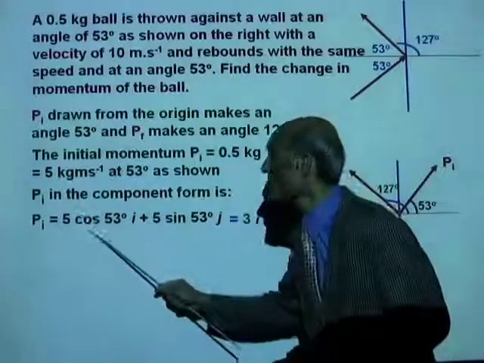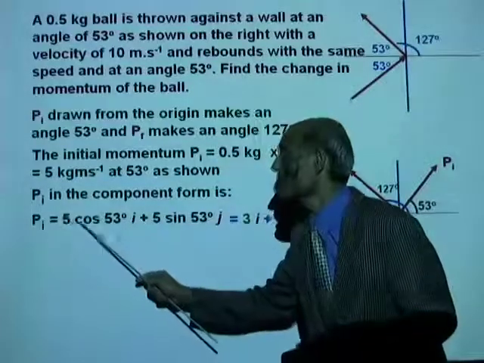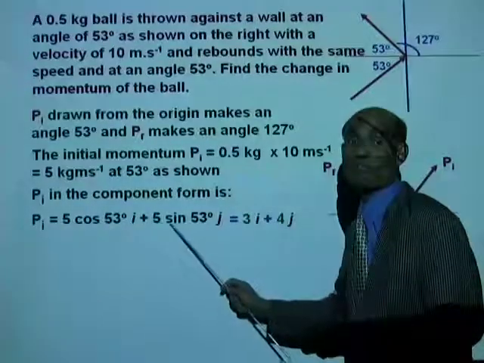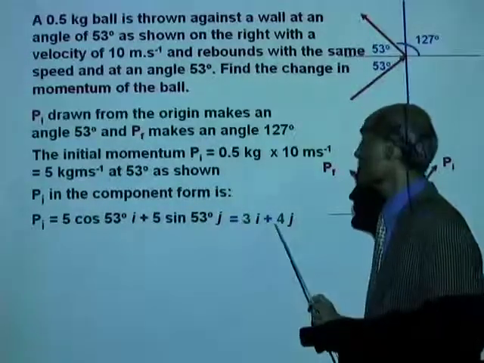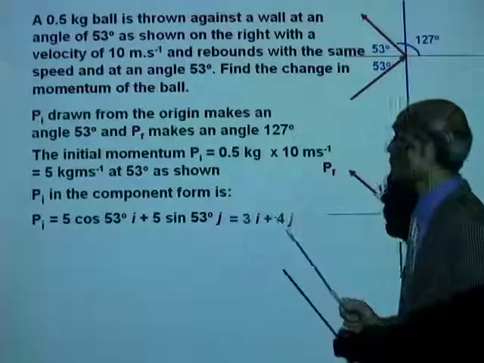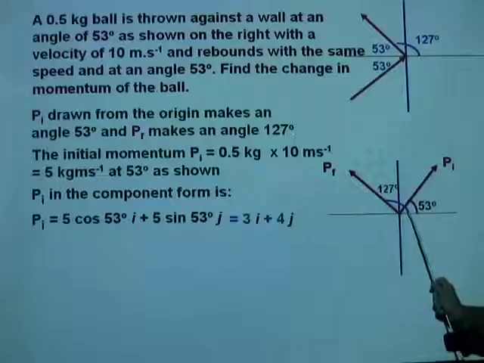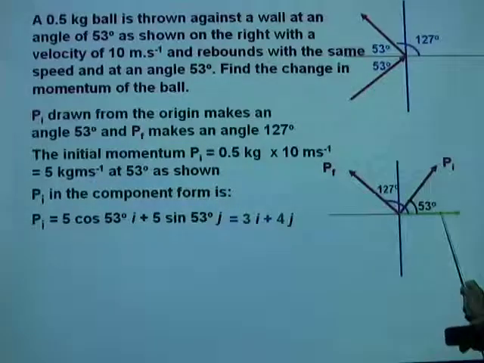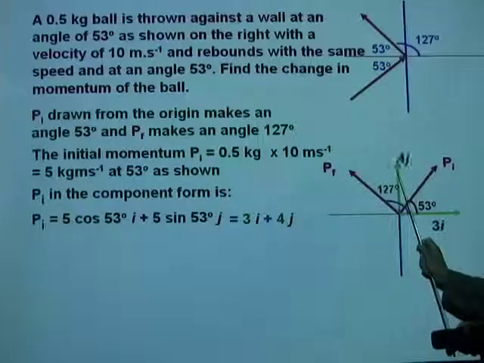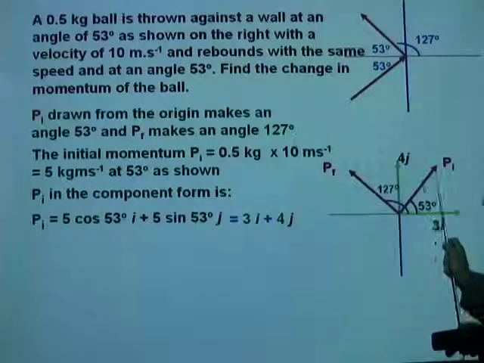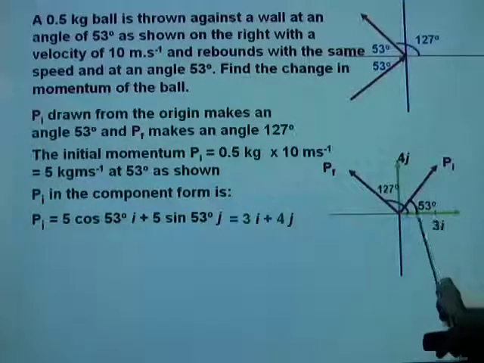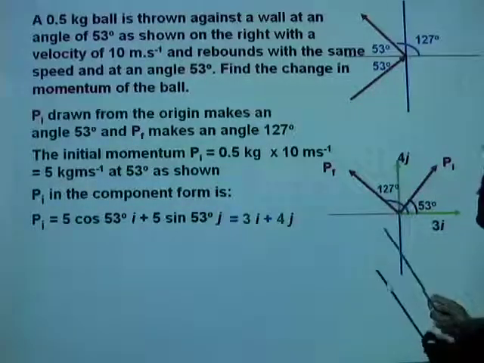And now use your calculator to find the value. 5 cos 53 is 3 and 5 sin 53 is 4. So Pi is 3i plus 4j. Now how will I represent that over here? This is 3i and this is 4j. The momentum Pi has the x component 3i and the y component 4j.